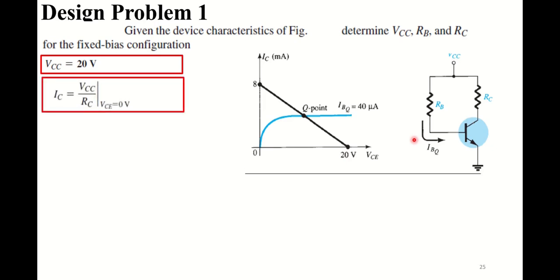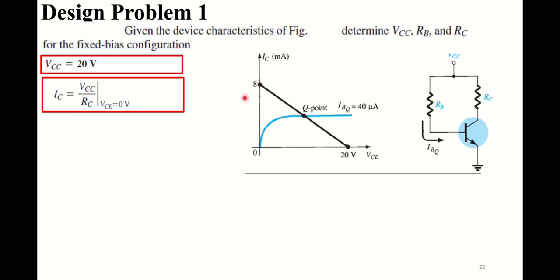Therefore, we can calculate the value of RC from this equation. We have already found the value of VCC, but the question arises that from where we can get the value of saturation current IC. The given output characteristic graph will again come to our rescue because we know that the point at which the load line intersects the y-axis is the value of IC.